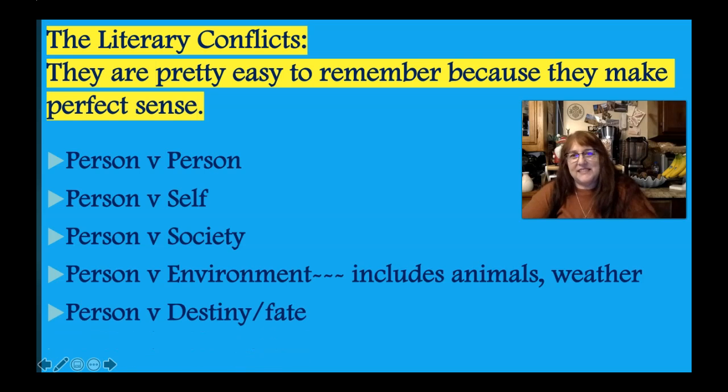And person versus destiny or fate. And that's a tough one, but you can usually tell because there's foreshadowing going all the way through it, and you know that eventually he had no choice. This had to happen to him. So those are the 5 literary conflicts, and you'll be looking at those in some of your journal entries moving forward. Now let's look at the methods of characterization.